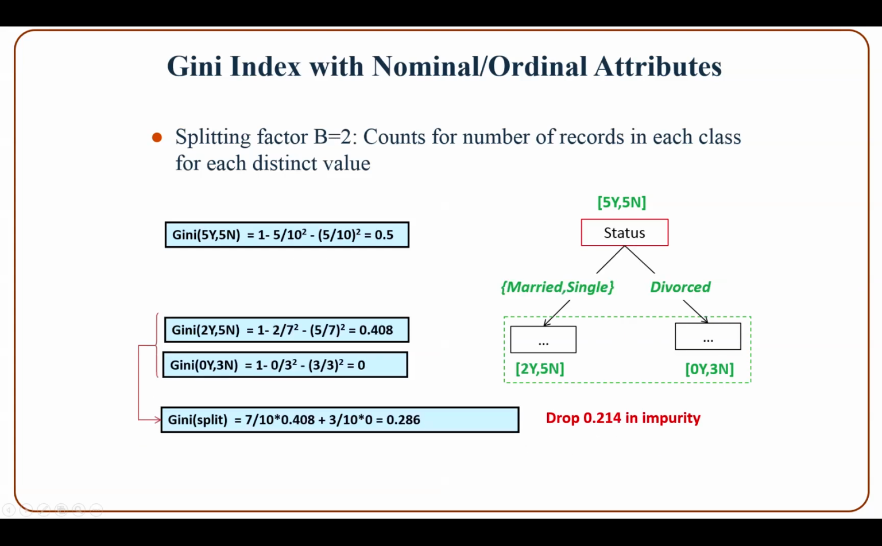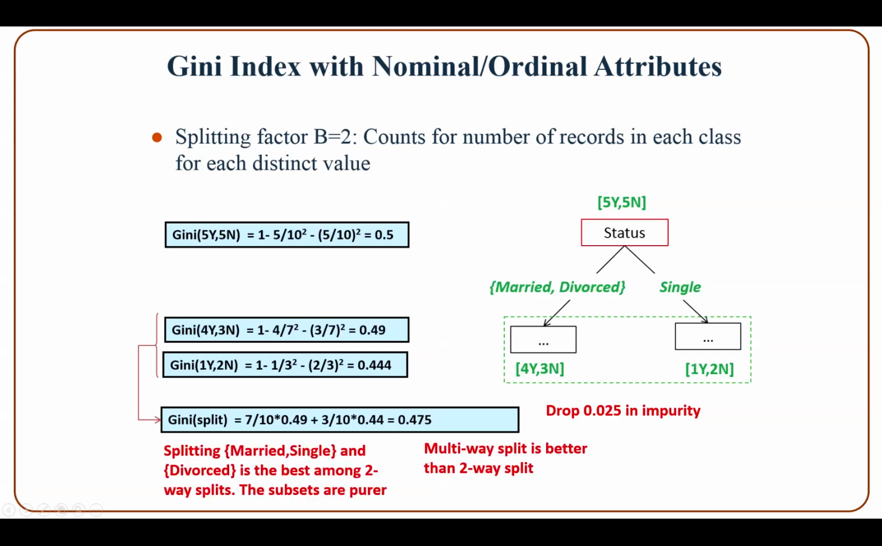You can also do two-way split, in which the splitting factor b is equal to 2. At first, you need to look for the distinct values and then combine them such that you have 2 groups. In this example, you have married and single on the left and divorced on the right. Following the same step, you can calculate the drop in impurity. Another combination of distinct values gives you married on the left and divorced and single on the right.